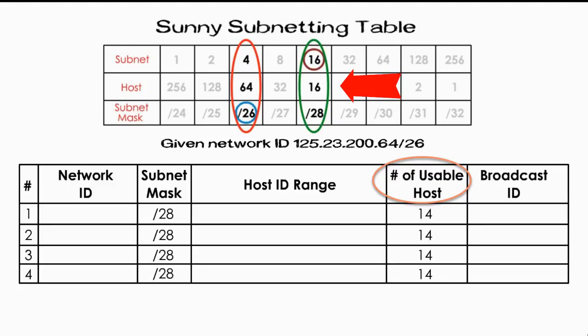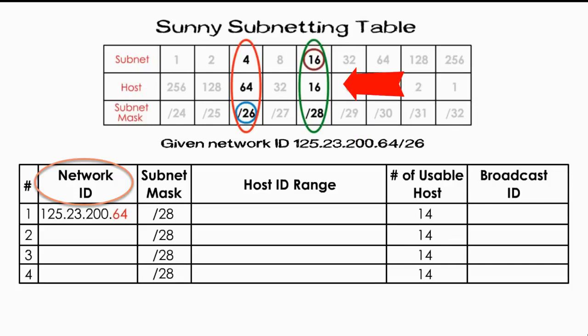Why do we subtract 2 from 16? Because the first host ID is reserved for network ID and the last ID is reserved for broadcast ID. They cannot be assigned to a specific host. We are done with the usable host ID column. We move to the network ID column. First network ID is original network ID, which is 125.23.200.64. Let's just focus on the last number.